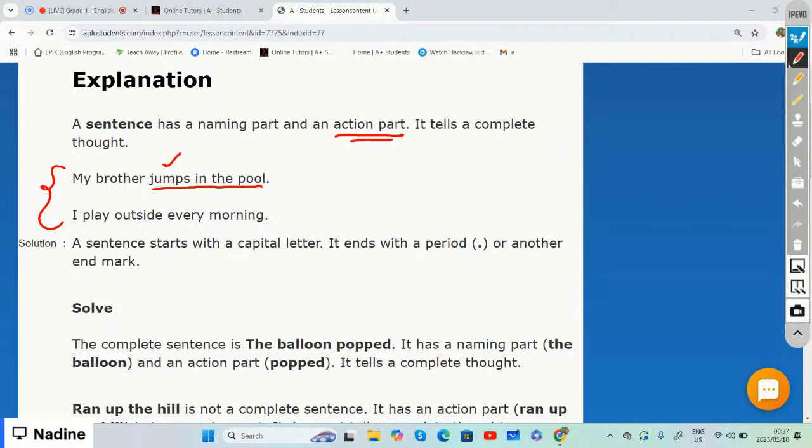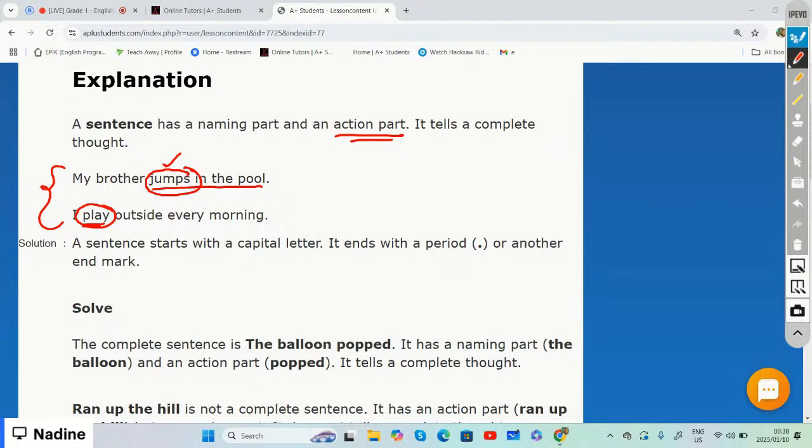Then it also says, I play outside every morning. If we were to identify the action part within that sentence, we can either say it is play, or if they want the action verb plus all the other words, we can say play outside every morning. But basically, just the action part is play. It's the same as jumps being the action part within that sentence.